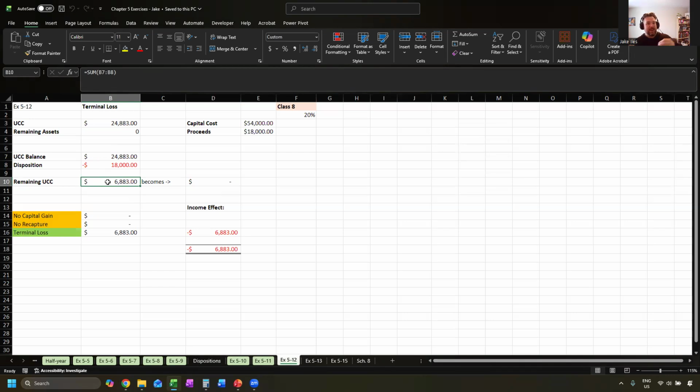So that subtraction has to be recognized in income. So our income effect is we will subtract from income $6,883 of terminal loss. So when UCC was negative, we added income to get it to zero. When UCC was still positive, we subtracted income to get it to zero. So whatever we do to UCC to adjust it, to correct it, that also has to be done to income.